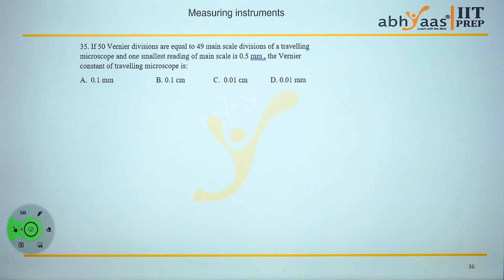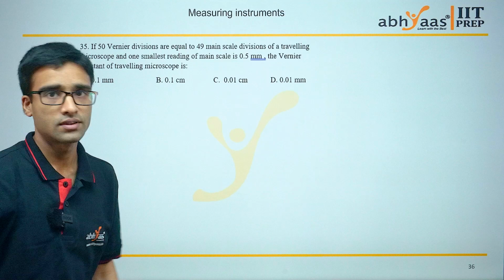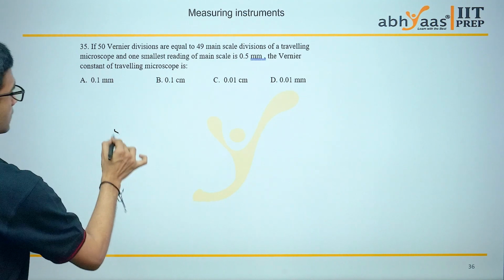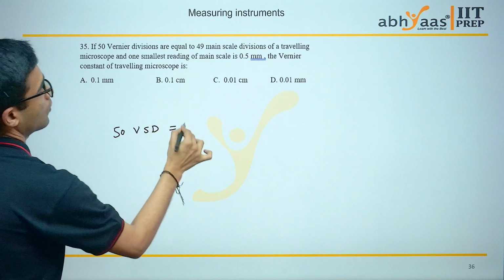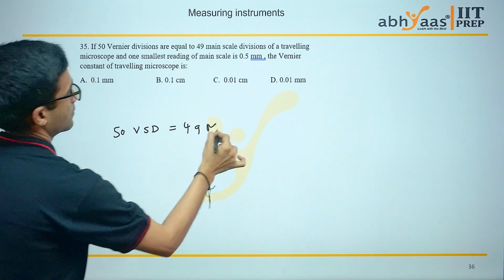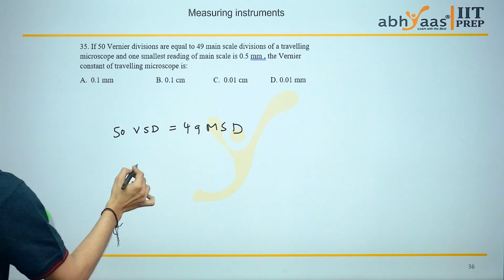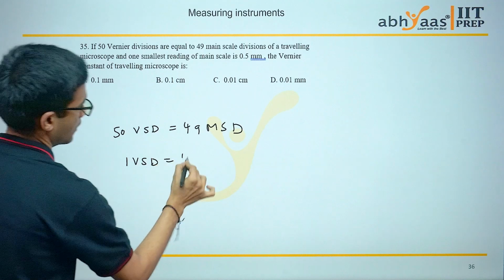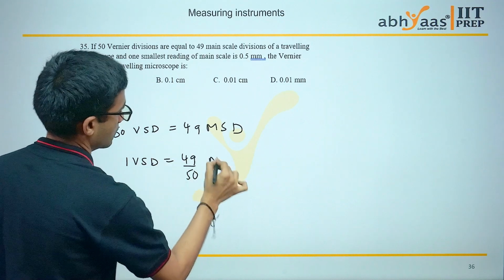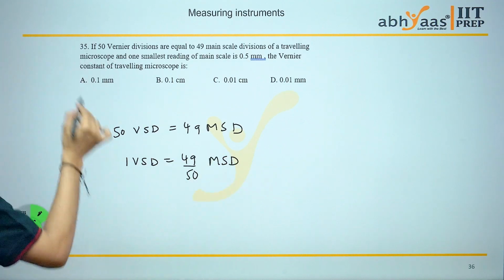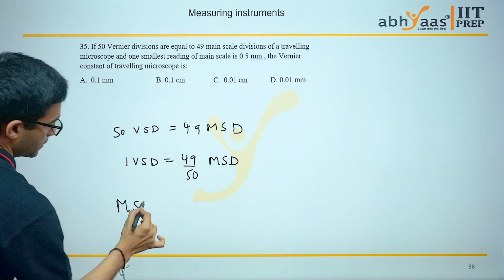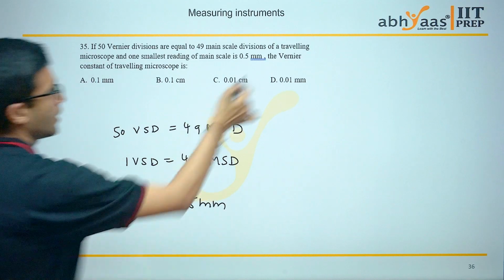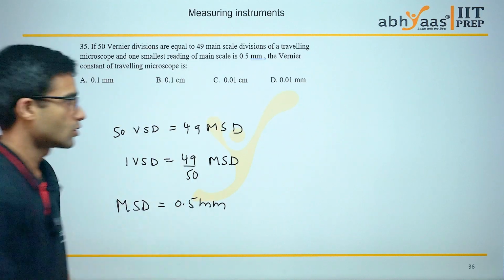Again, one more question is also related to this vernier calipers. If you observe, 50 VSD is equal to 49 MSD. So again, 1 VSD is equal to 49 by 50 MSD. Here one small reading, MSD is given, that is 0.5 mm. So again you have to calculate the vernier constant, that means the least count.